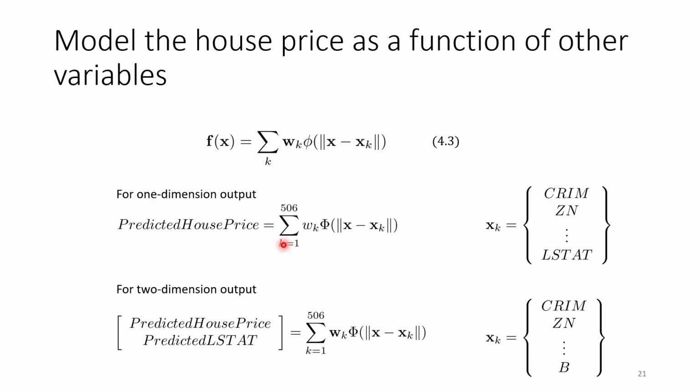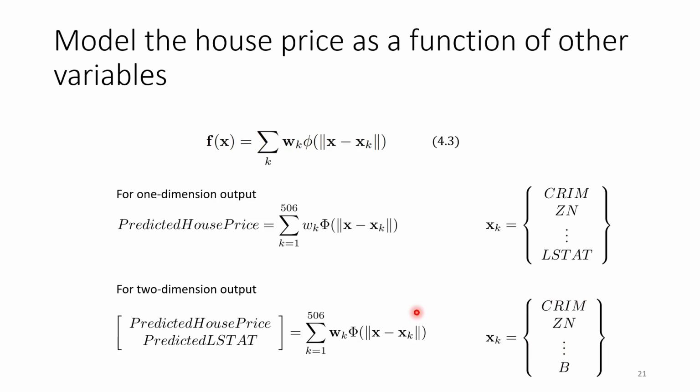And we will create a set of equations like this. The house price will be the summation of those kernel radial basis functions with their weights wk. Or if we have a two-dimensional output, say if we want to predict two features simultaneously, then our output will be a vector with two components, and our input will be the remaining 12 features, which become a vector like this one.